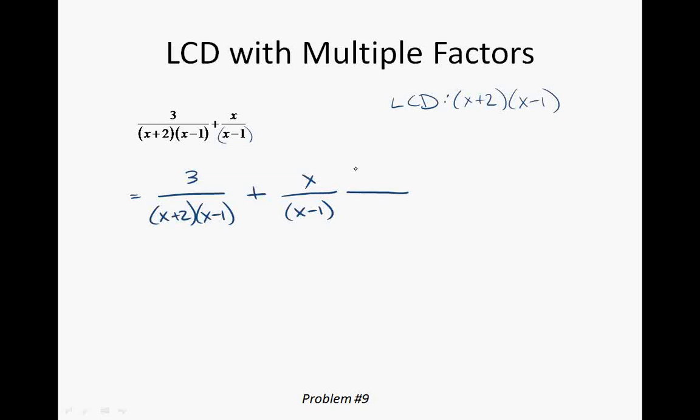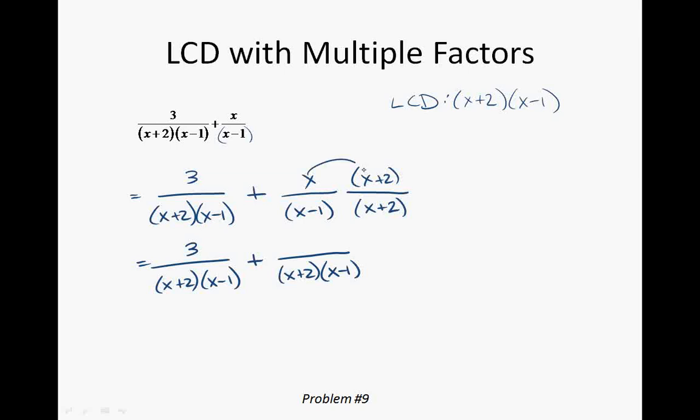So I'm going to multiply the top and the bottom by x plus 2. Okay, so I'll keep the first one the same: 3 over x plus 2 times x minus 1, plus, rewrite my denominator, and then I'm going to expand, multiply x by x plus 2. That would be x squared plus 2x.